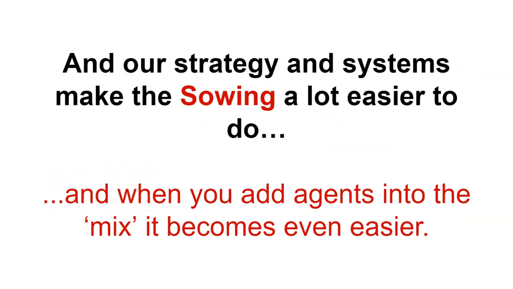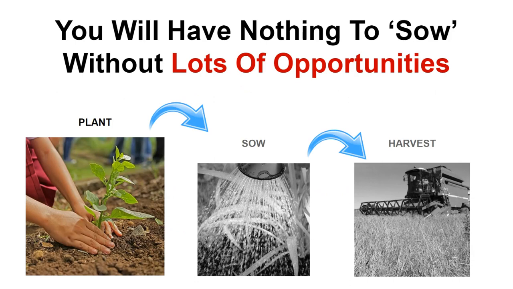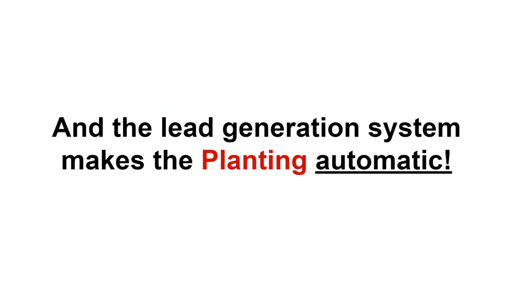So that's super important. But here's the thing: our strategy and system make the sowing a lot easier to do. And when you add agents into the mix, it actually becomes even easier. But you will never have enough to sow without lots of opportunities, right? You're going to have nothing to sow. So that's where the lead generation system in our program makes planting automatic, right? It's an automatic process that's constantly building.